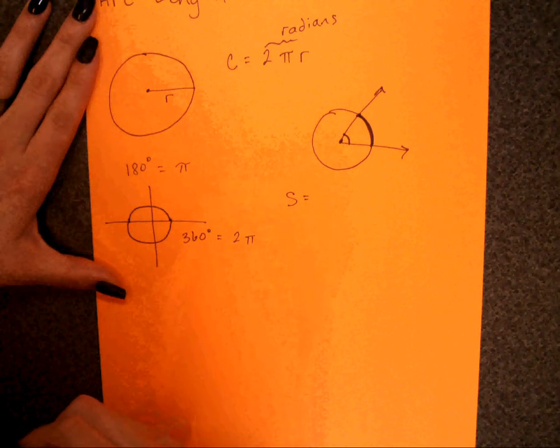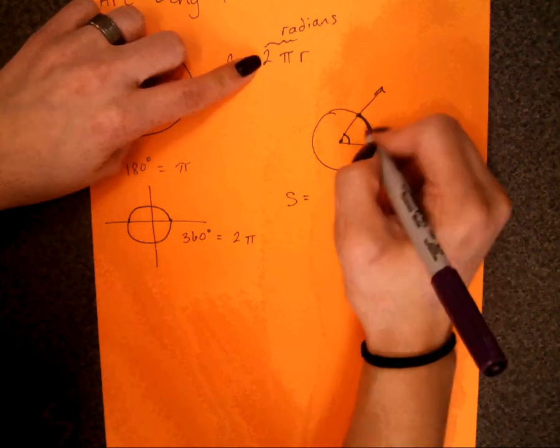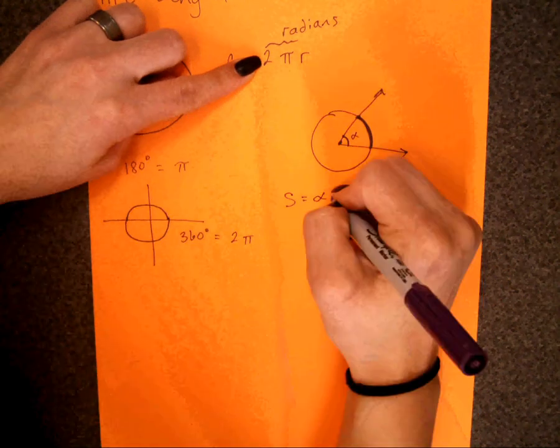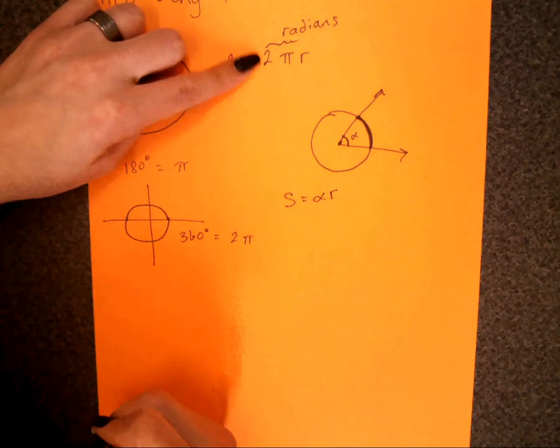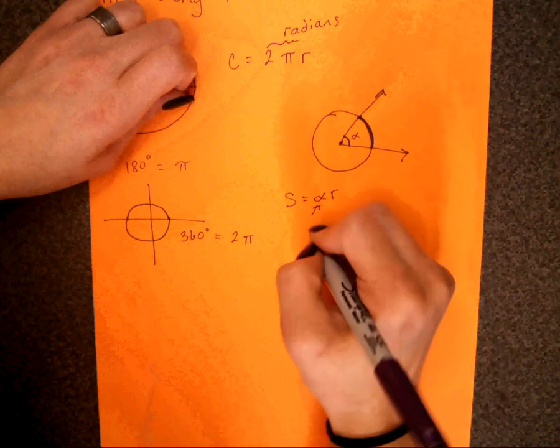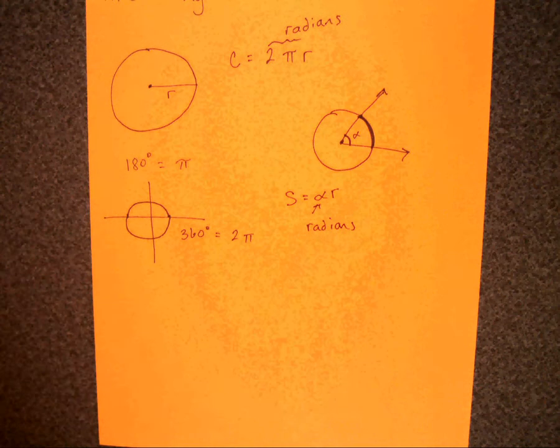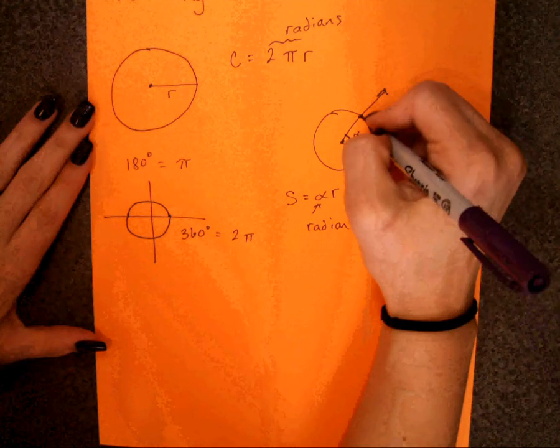I think that's what your book uses. I don't know. But arc length, instead of 2 pi, it's just whatever our angle is. I'll call it alpha for right now, in radians, times r, which is the radius. So alpha in arc length always must be in radians. So if it's not in radians, you need to convert it.